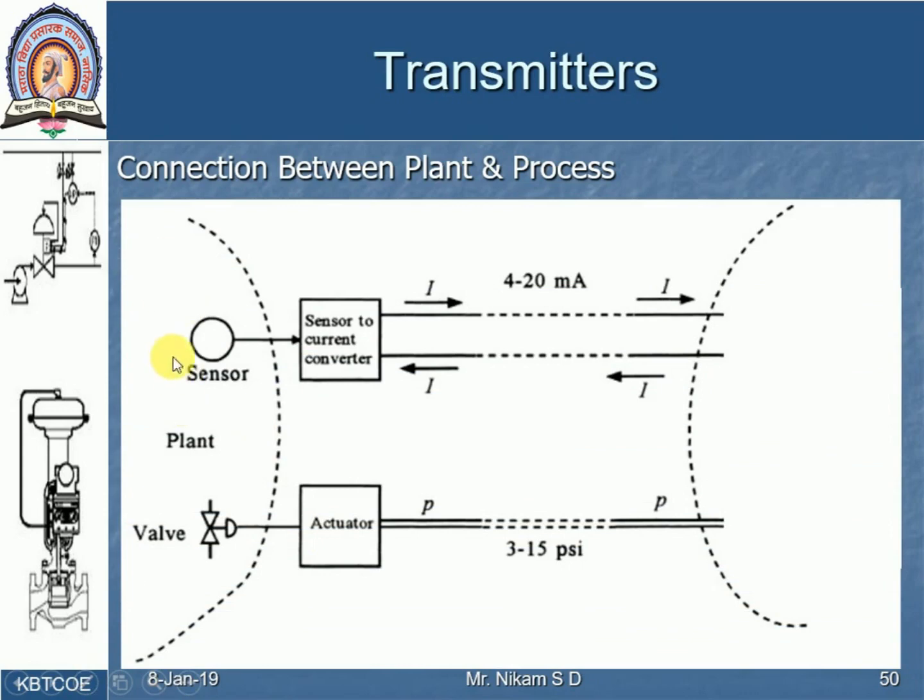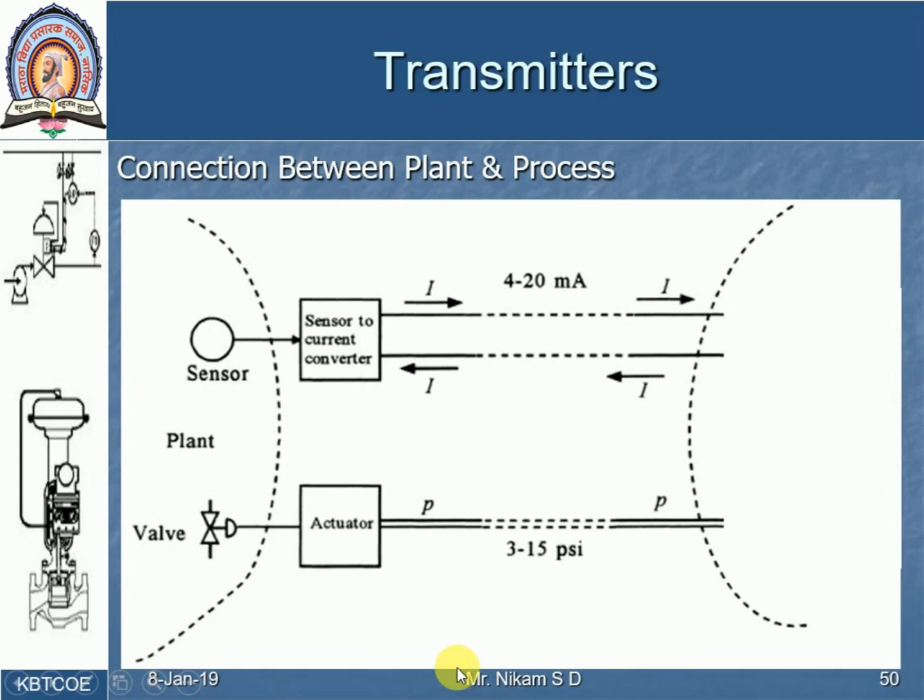This is my plant side. This is my control room side. Okay, when the sensor sends the signal, sensor to current converter type of converters are there. We get the current signal here, and that current signal is normally 4 to 20 milliamp. Yes, and here if we consider the pneumatic signal, it is 3 to 15 psi. Remember, it is 3 to 15 psi.